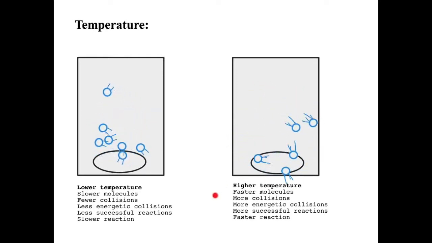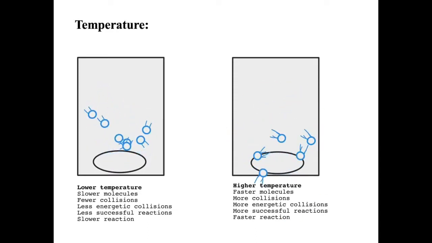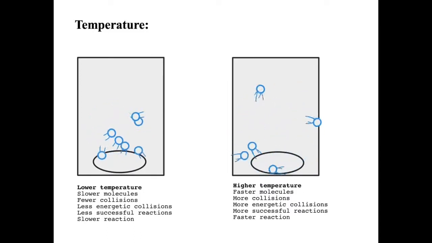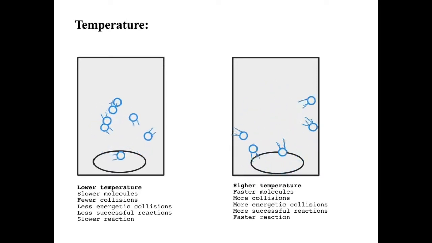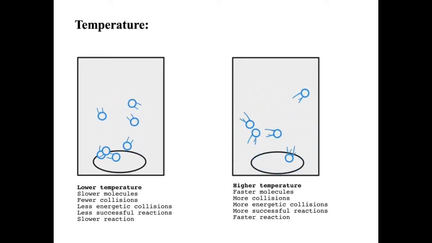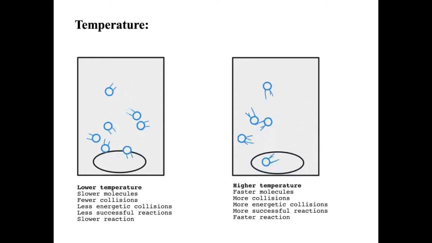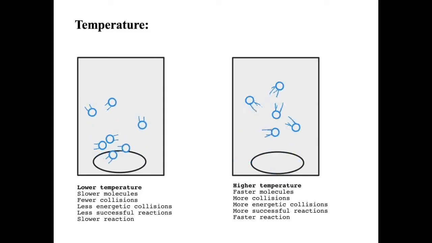On the right side, we have the higher temperature molecules. We have these molecules just flying around like crazy, rapidly colliding with the other reactant. When they do collide, they have more energy, they're more likely to successfully react, and therefore, with more collisions and more successful collisions, because of the more energy, there's going to be a much faster reaction rate.